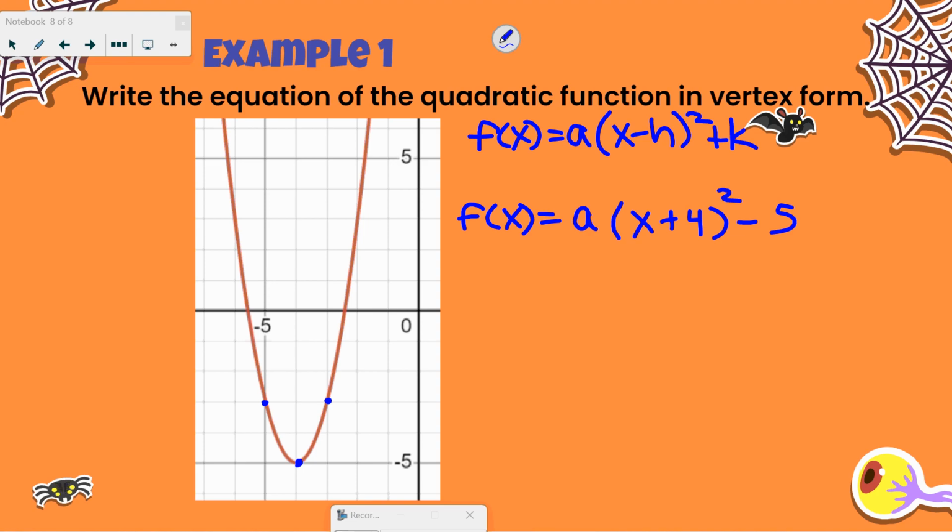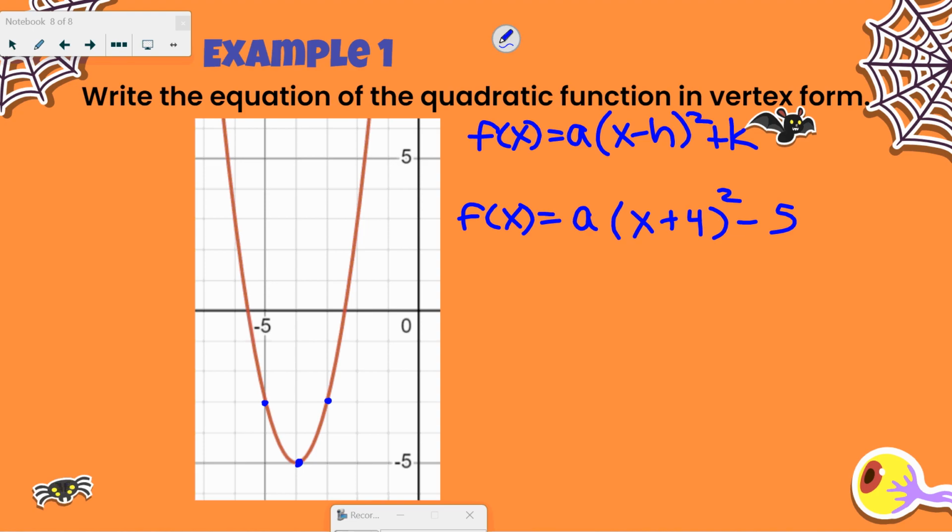I think you're thinking about something different. What do you think, Ruby? Oh, I could plug in a point, right? So what would happen if I plugged in the vertex here? What's the x value? -4. So if I plugged in -4 here, -4 plus 4 is going to give us 0. 0 squared, 0. 0 times a. Is that going to help us find a?